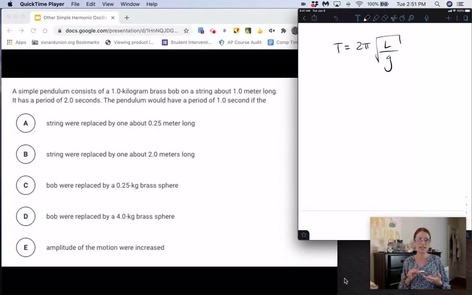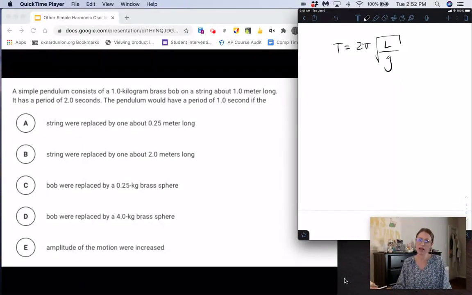We can see that C and D are both talking about changing the mass of the pendulum bob, and there's no mass term in our period equation. Because there's no mass term, mass does not affect the period of the pendulum. So we can cross out C and D, because if we change the mass, the period's not going to change. Also for E, if we change the amplitude of motion, the period will not change because it's not in the equation. So we can cross out E as well.